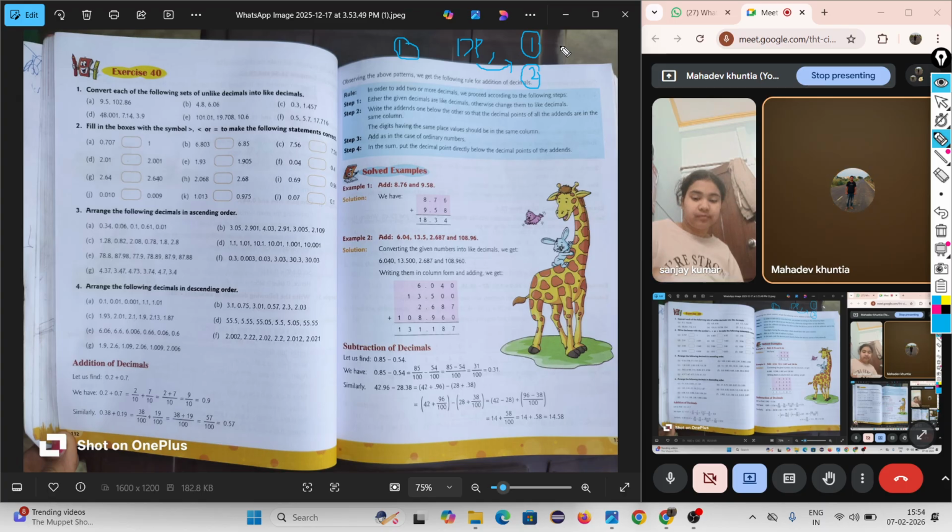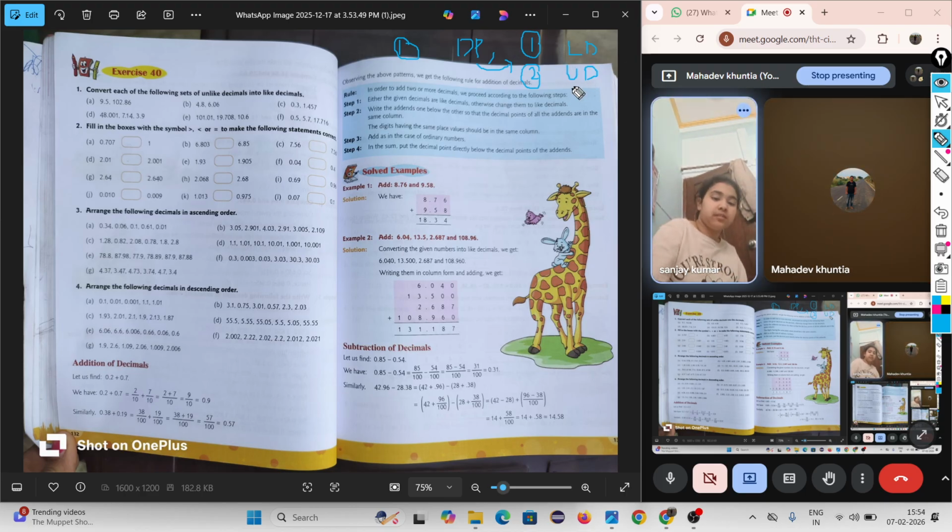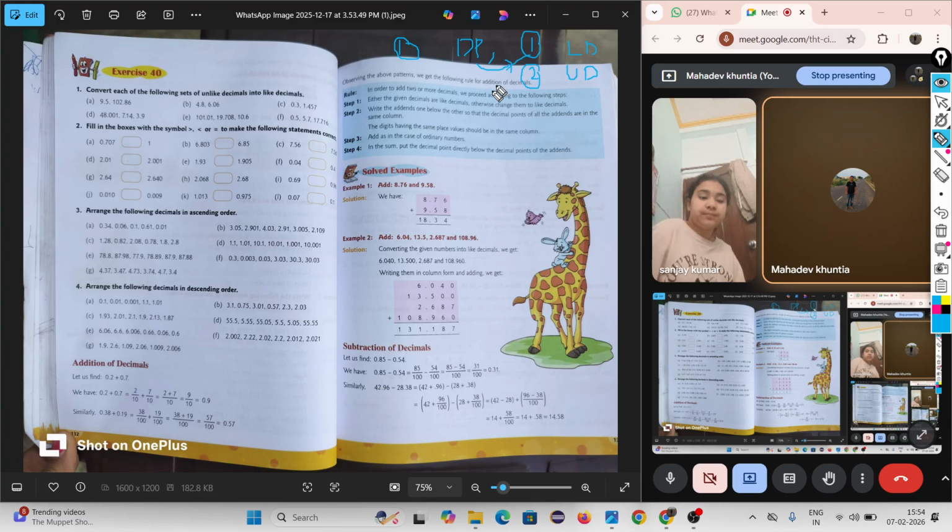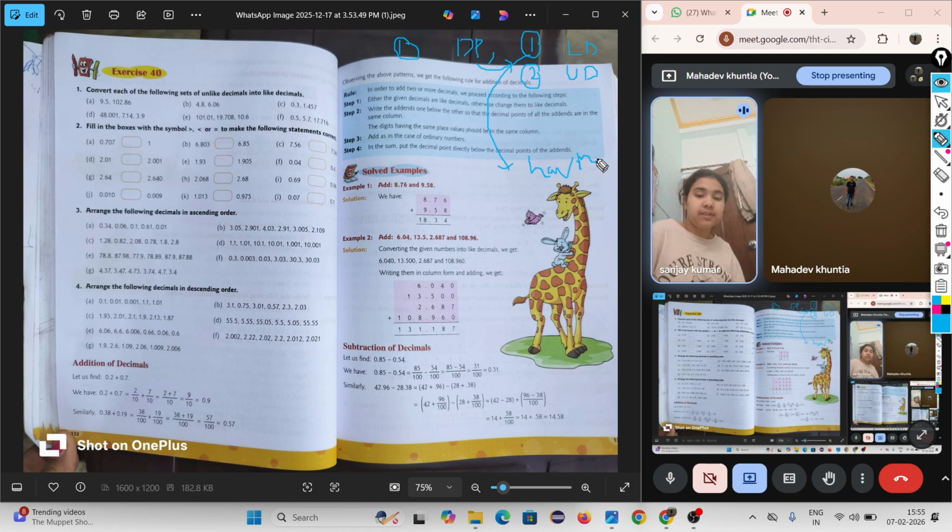I don't know. You are telling me two types of decimal are there, but you don't know the name. Like decimals and unlike decimals. Okay, tell me what do you mean by like decimals? Decimals having same decimal places.